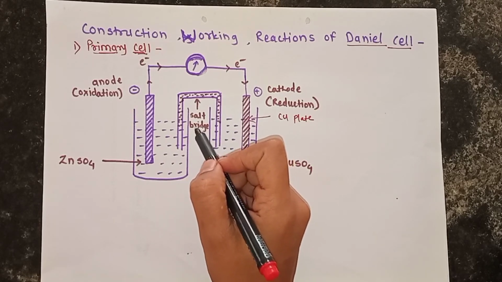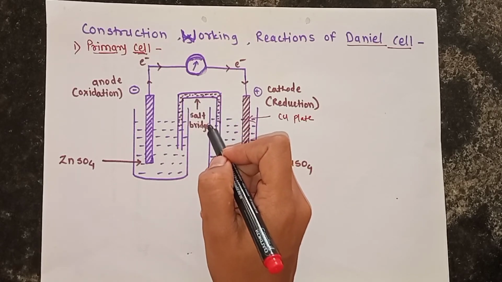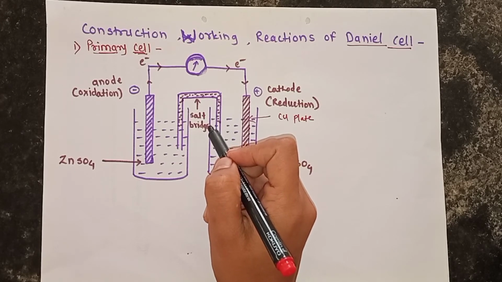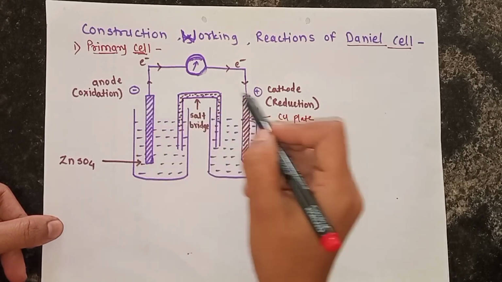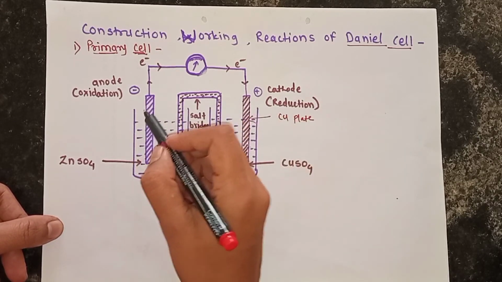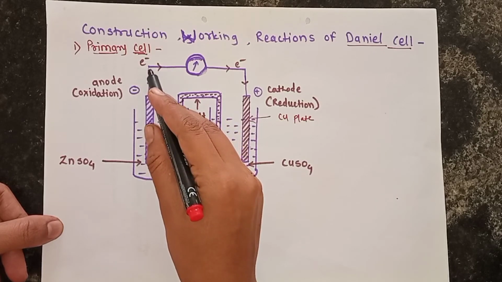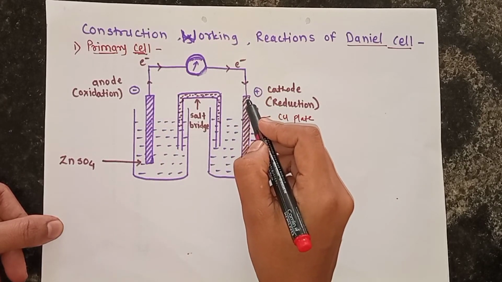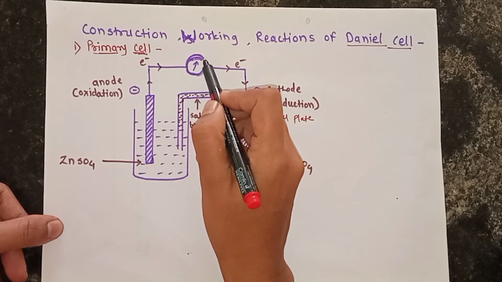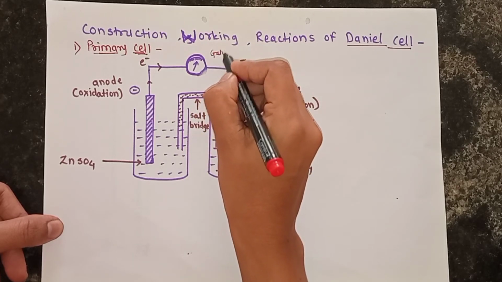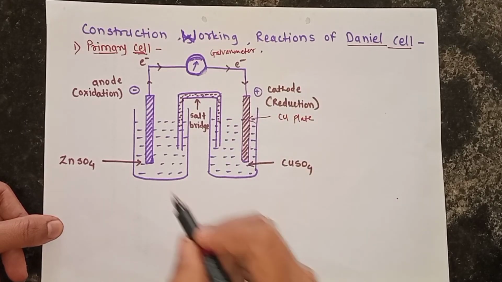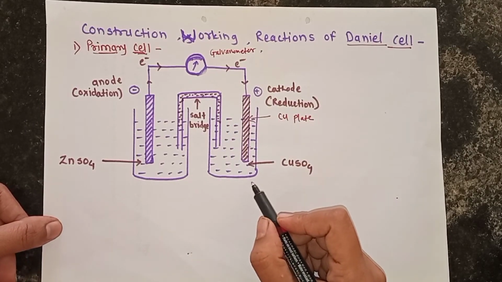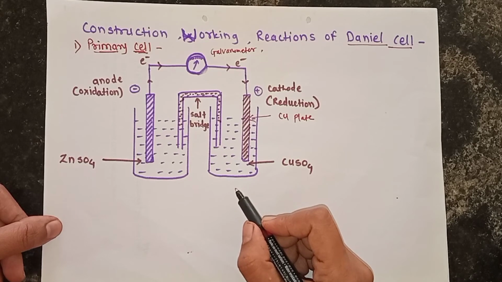The salt bridge is a U-shaped glass tube containing a saturated solution of KCl and agar-agar powder. These two electrodes, or plates, are connected externally by a metallic wire, and this wire is also connected to a galvanometer. So this is the construction of the Daniell cell.